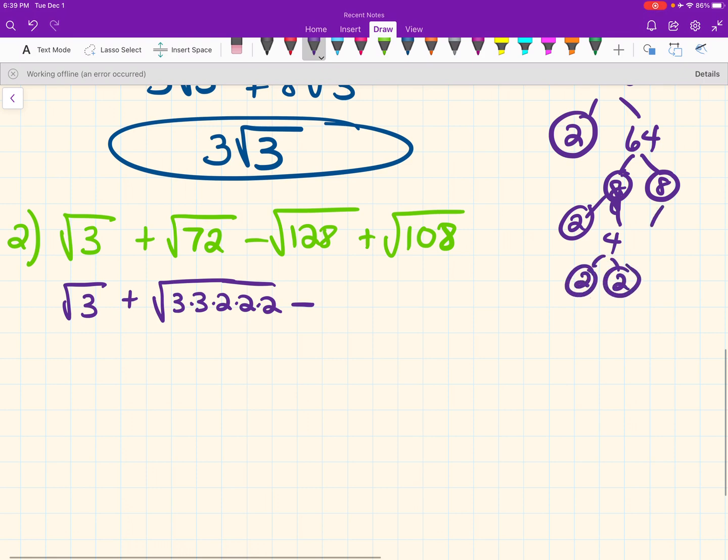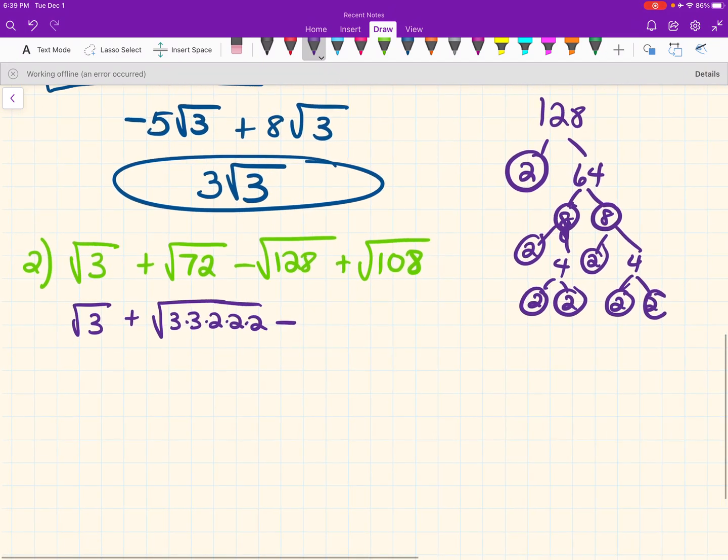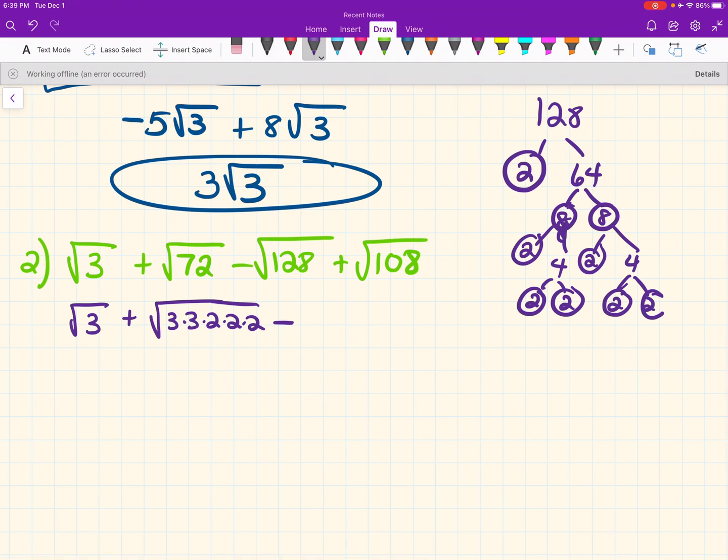And the same thing happens over here. 2 and a 4, and a 2 times 2. And notice the reason I circle is so that I can count up what I have. I have 1, 2, 3, 4, 5, 6 2's under there. So this is 2 times 2 times 2 times 2 times 2 times 2. Or you could write 2 to the 6 if that makes it easier for you.